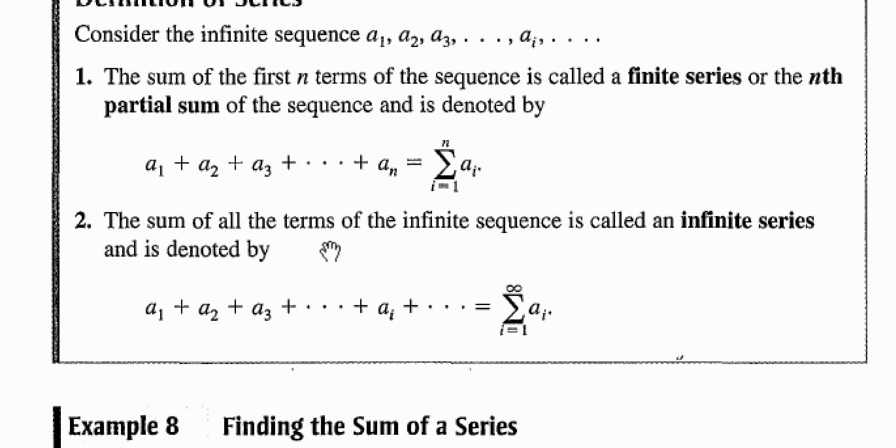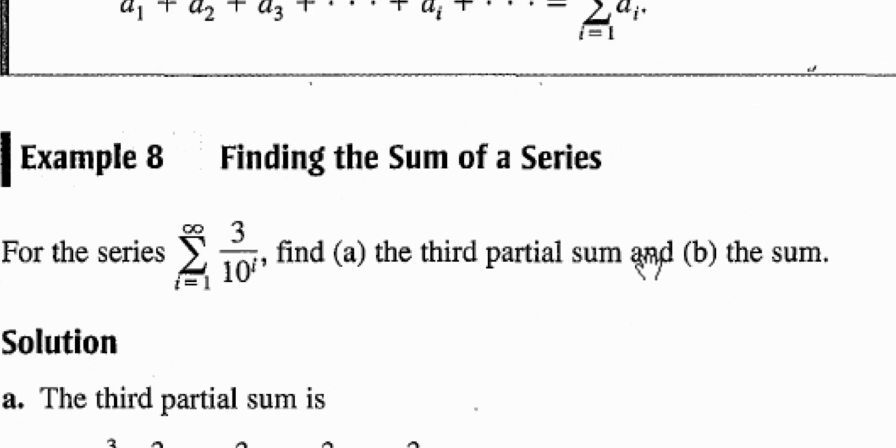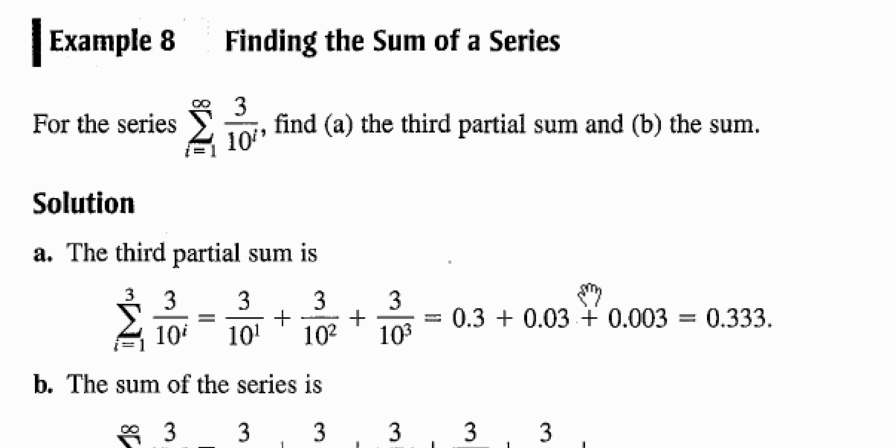The sum of all the terms of the infinite sequence is called an infinite series, and is denoted by the following. A sub 1 plus a sub 2 plus a sub 3, all the way up to a sub i, but then keep going, is equal to sigma, i starts at 1, to infinity of a sub i. So let's take an example to make this a little bit more clear.